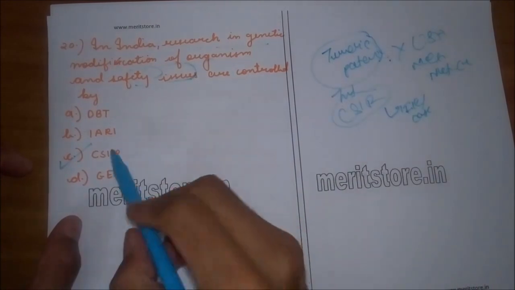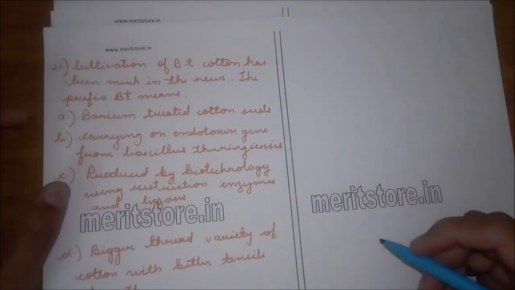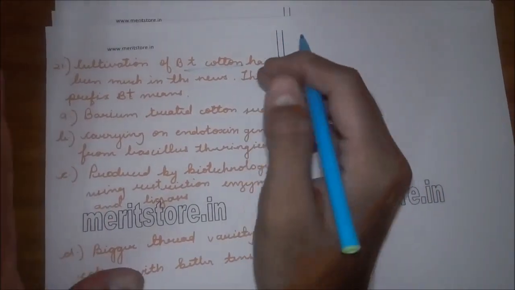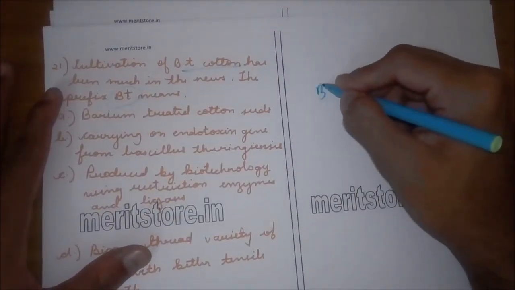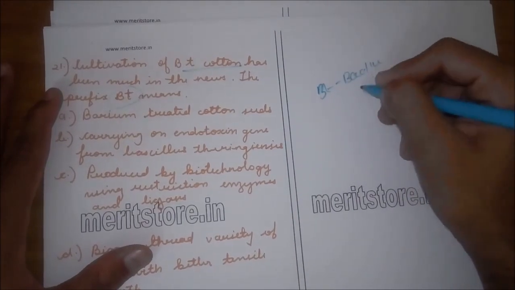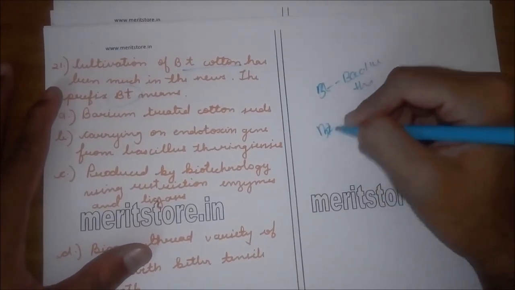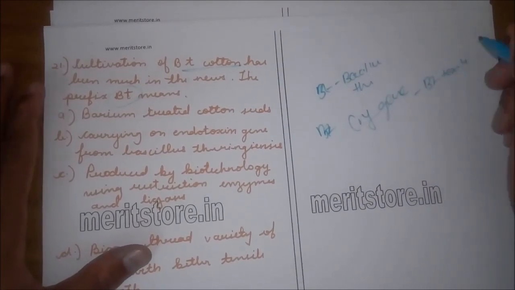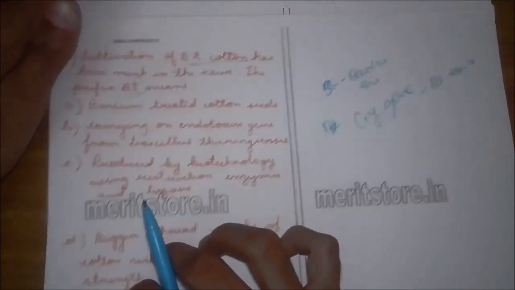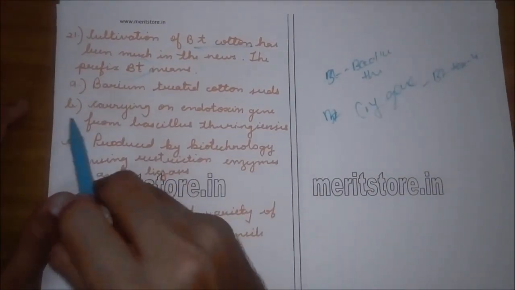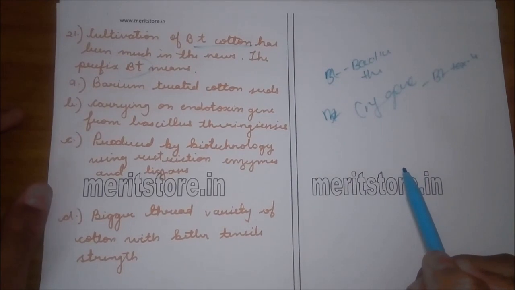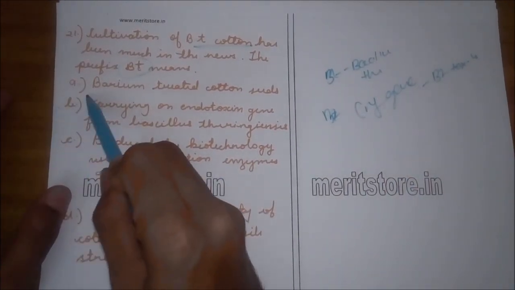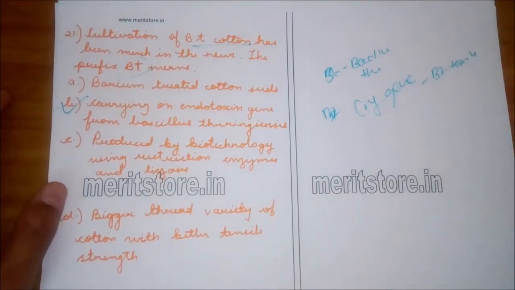Is controlled by CSIR. Question number 21. Cultivation of BT cotton has been much in the news. So the prefix BT means Bacillus thuringiensis. So it is from the Bacillus thuringiensis, this BT, the cry gene is obtained which codes for the BT toxin. So option B is the correct answer, carrying an endotoxin gene from the Bacillus thuringiensis. So option B is the correct answer for 21.